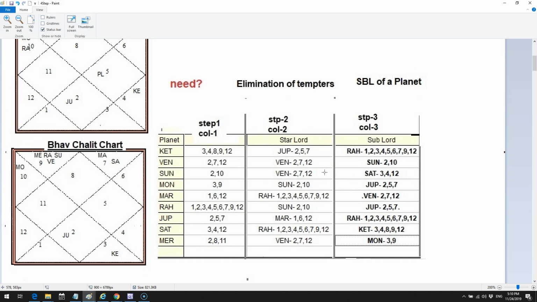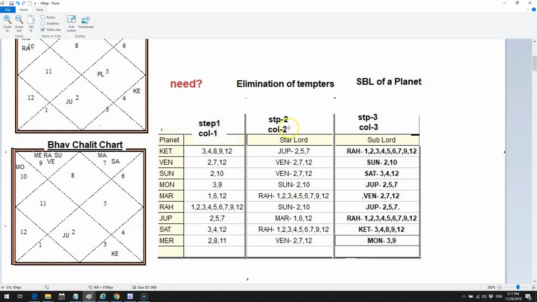That's one of the questions you will start facing on the predictive side of KP astrology, and this is where you have to look into what other tools are available to help you eliminate the tempters and identify the real significators responsible for bringing about an event.